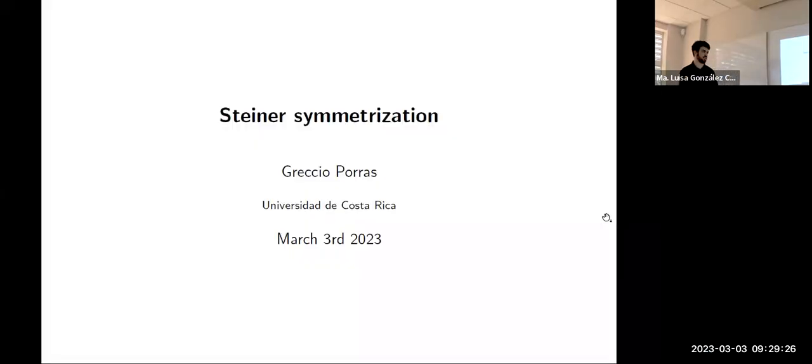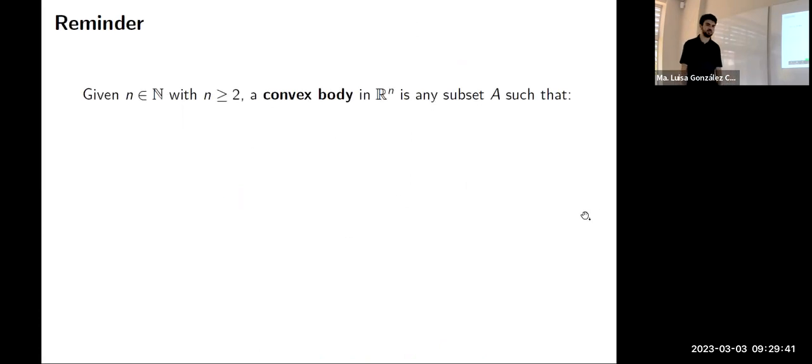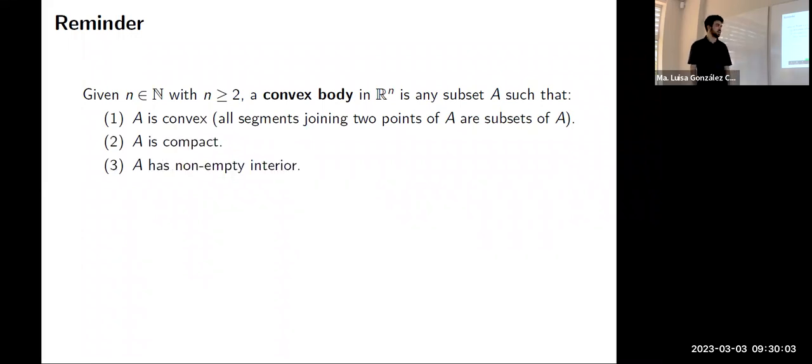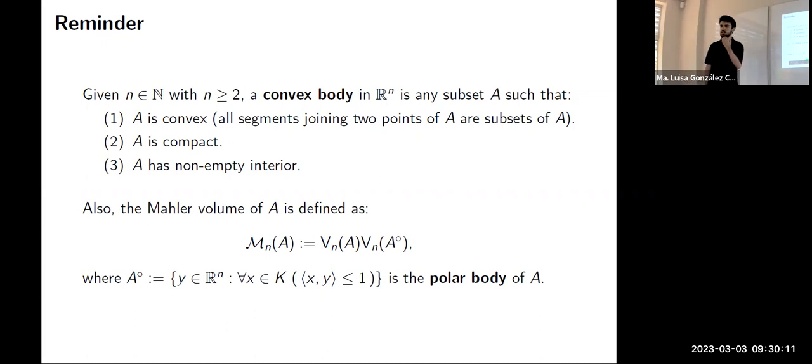Good morning. I'm going to talk about the symmetrization. Here is a drawing of how it works, but I will explain it later. First of all, we need to remind some things. For example, if we have some number n greater or equal than 2, a convex body in R^n is a subset A such that A is convex, A is compact, and A has non-empty interior. Also we have the Mahler volume of A, which is defined as the product of the volume of A times the volume of the polar body, where the polar body is given by this expression right here.